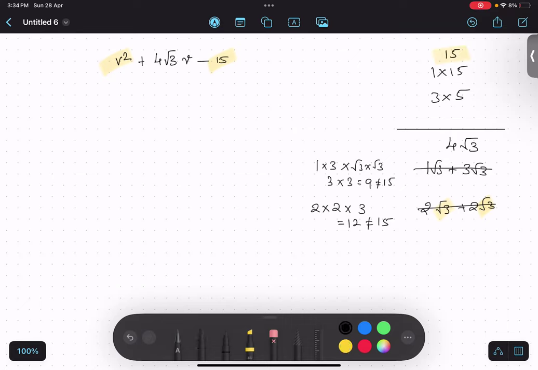Now, another combination. If I take one more time, 3√3 plus 1√3. It is the same like this. So 5. So we are not going to take this. So additions are all done. Yes. For addition, all are done. Now I will look for subtraction.